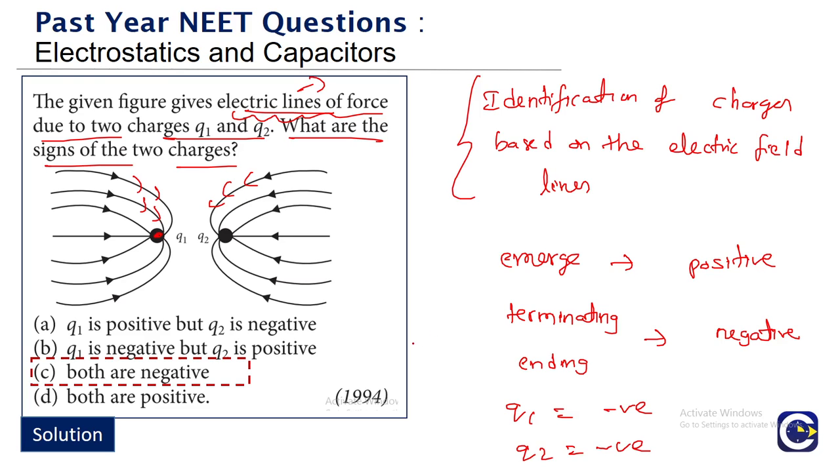So we conclude whether the charge is positive or negative depending upon whether the field lines are emerging or coming out. Emerging or coming out means that will be positive. Terminating or ending means that will be a negative charge. In this case, the lines are terminating or ending for both q1 as well as q2, means both of them must be negative charges.